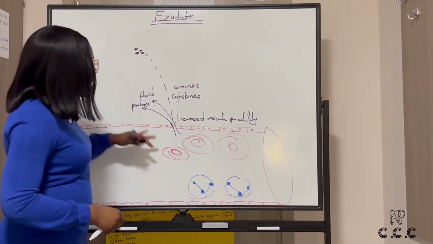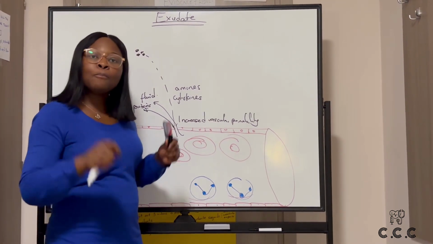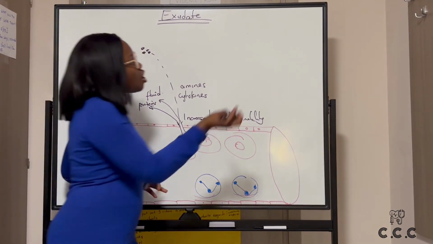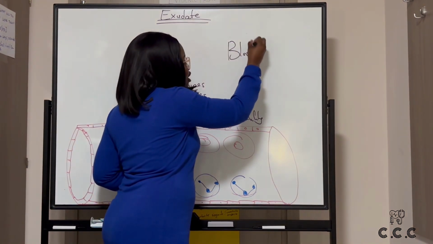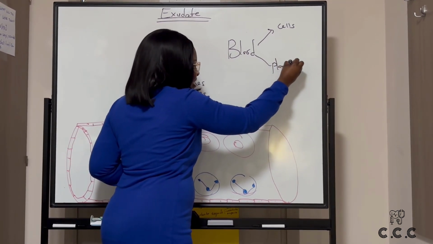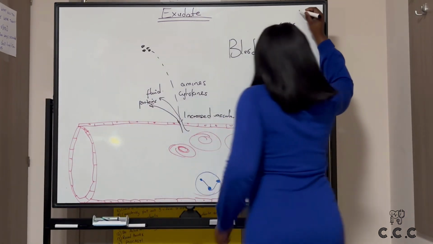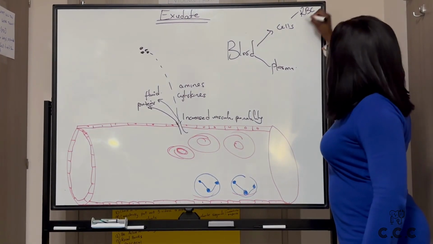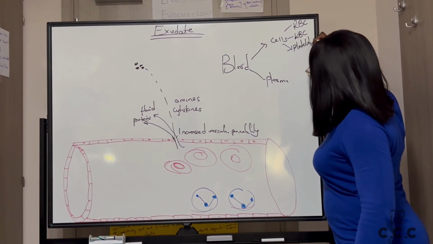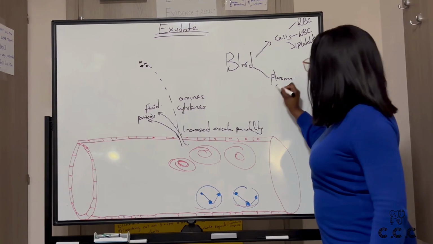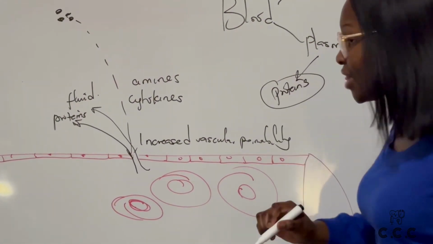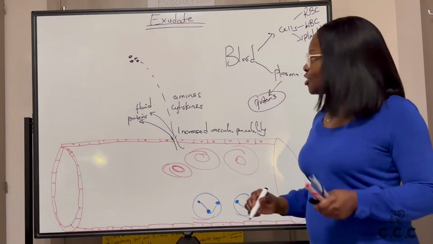Now, for exudate, we said these are protein-rich contents. What do we mean by protein-rich content? In your blood, you're going to find cells and you're going to find plasma. Within your cells, you're going to find basically your red blood cells, your white blood cells, and your platelets. However, within your plasma, you're going to find proteins. Now, if we want to expatiate on these proteins, we have different types of proteins occurring in your blood.